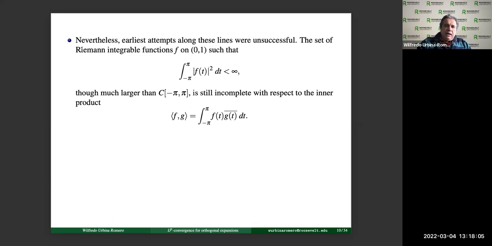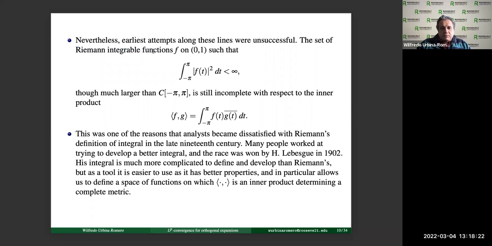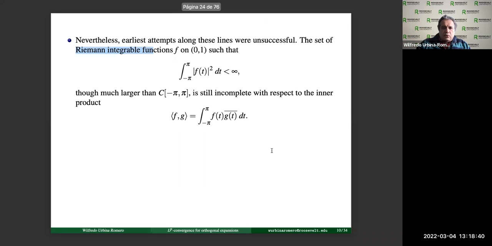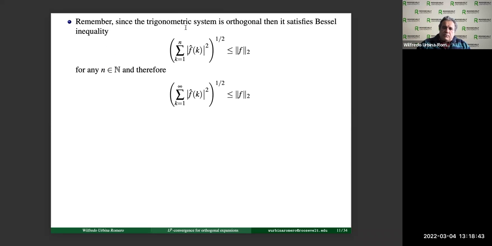But on the other hand, here there is a typo, this should be minus pi to pi. The set of Riemann integrable functions is not complete either. So that was another reason why you need something else. So it was the Henri Lebesgue theory, and then the L1 and L2 in the Lebesgue sense, not in the Riemann sense.